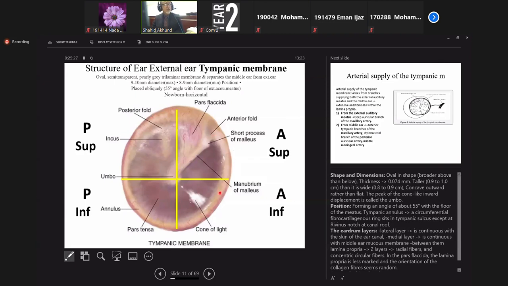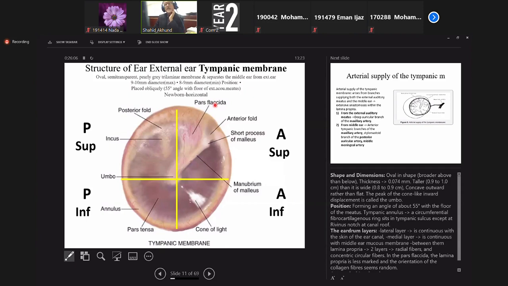Now this membrane has different quadrants. If we divide it into 4 quadrants: anterior superior, anterior inferior, posterior superior, and posterior inferior, there are different things that you can appreciate on the tympanic membrane. First of all, you see this bony process, which is the manubrium of the malleus. Malleus is one of the bones of the middle ear. We have the anterior and posterior fold. Between these folds, we have this pars flaccida.